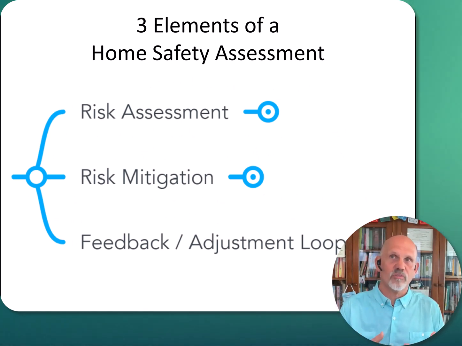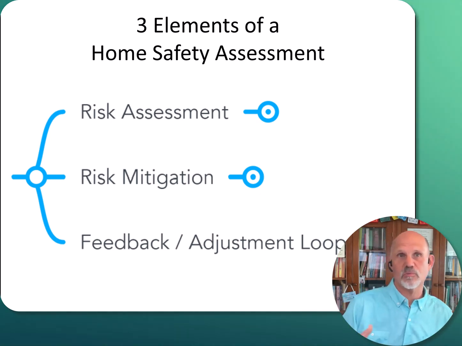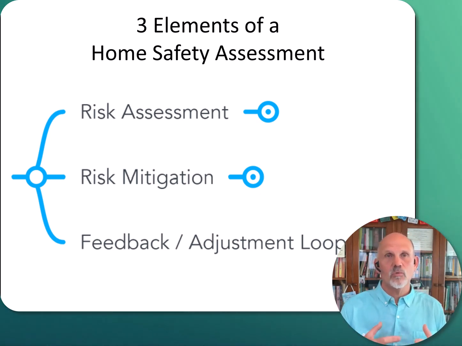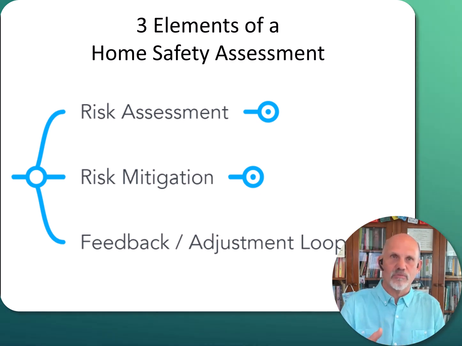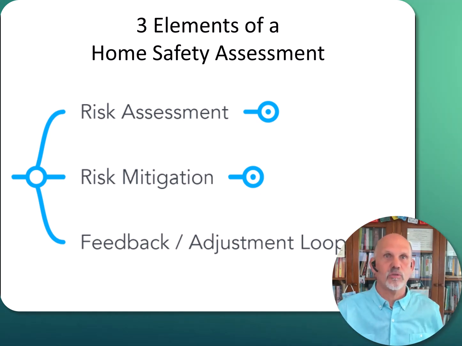So there are 3 elements to a home safety assessment. 1 is risk assessment, right? We need to understand the risks before we can do anything about them. And 2 is risk mitigation. What are we going to do about the things that we find? And 3, and this is a really important aspect, it's a feedback adjustment loop. In systems theory, whenever you make changes to a system, you constantly have to monitor it to see if your changes are having the desired effect, because other aspects of the system can change and your desired effects can change. So it's important to install some kind of feedback or adjustment loops.